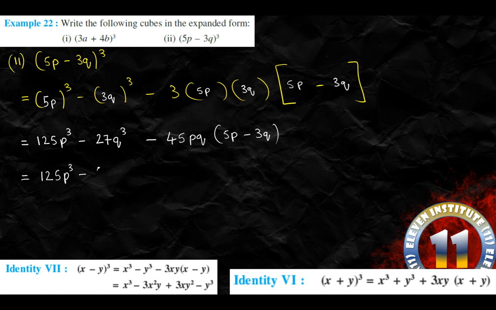125p cube minus 27q cube. Now this minus will multiply with the first term. So minus plus minus, 45 into 5. Right. So we will not multiply it like this. Add a 0 behind this 45. Learn this very well.